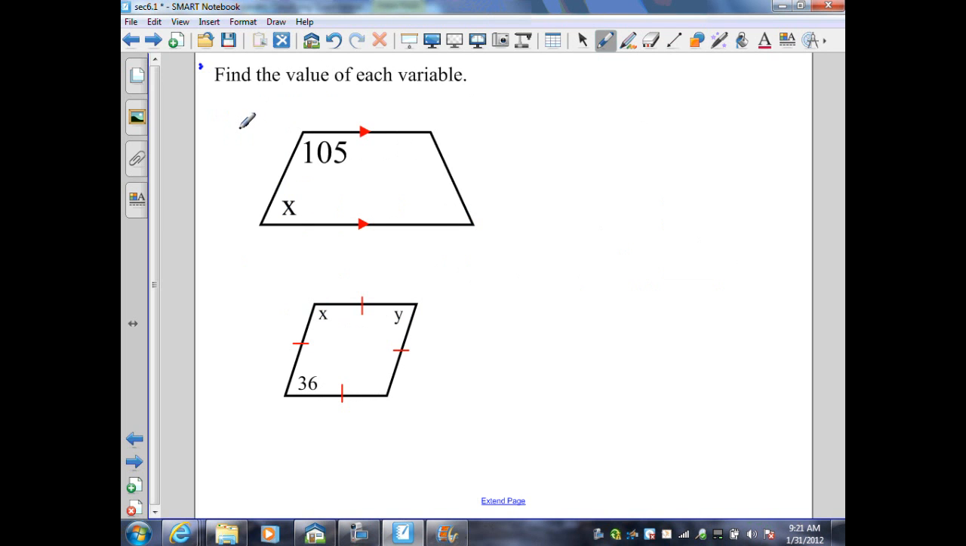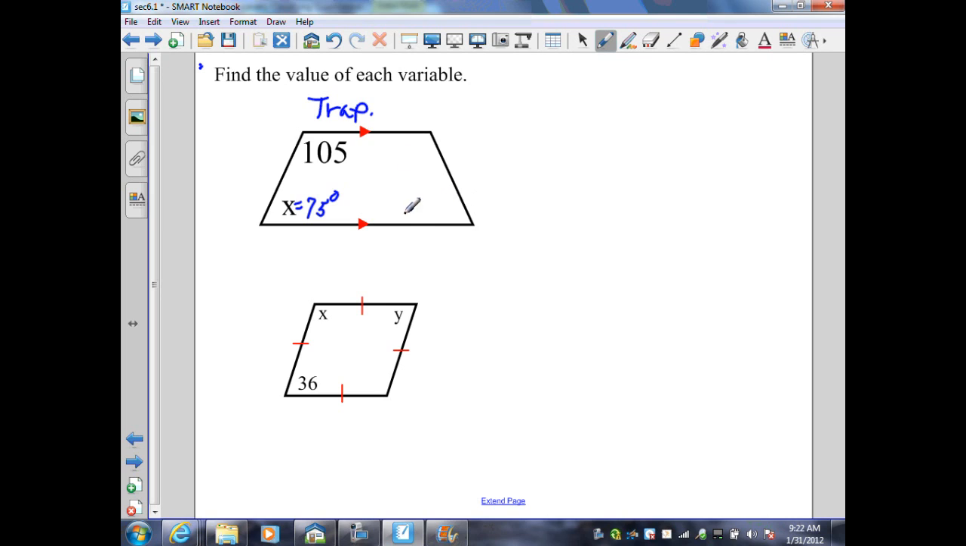On this slide, they want us to find the value of each variable. But let's first use the information in the diagram to classify the quadrilateral. In this diagram, I have one pair of opposite sides being parallel. Therefore, this must be a trapezoid. With that information, I know I have one pair of opposite sides parallel, and that means this can be cut by a transversal, and when that occurs, same side interior angles are supplementary. Therefore, 105 from 180 will give me the value of x to be 75 degrees.